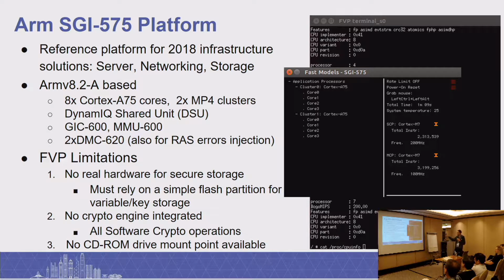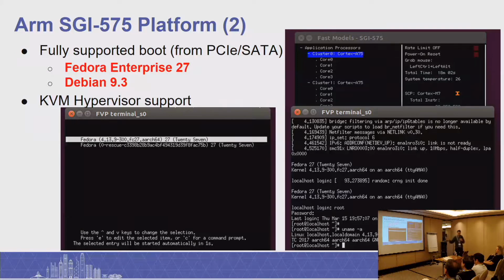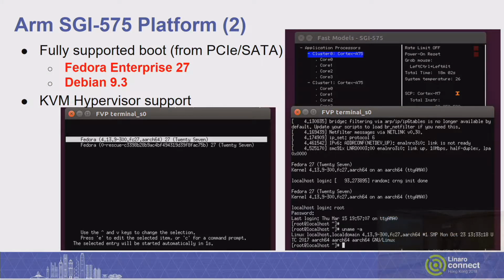So the snapshot that I took from my laptop, you can see a BusyBox running on it. You can see the 2 clusters, each one with 4 A75 cores, and that's it. The next slide shows a Fedora distro running on top of the SGI. So we have the GRUB menu selection, Fedora 27, and we have the completed boot of Fedora. Not sure if you're able to read it, but that's Fedora 27.